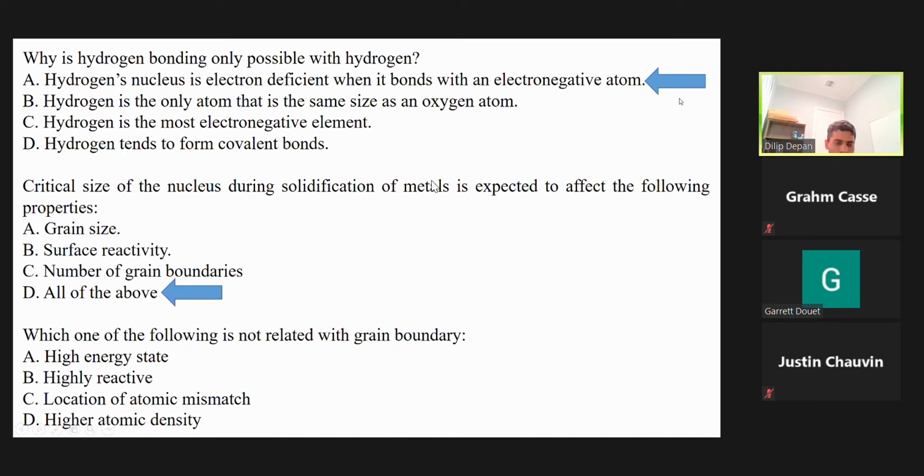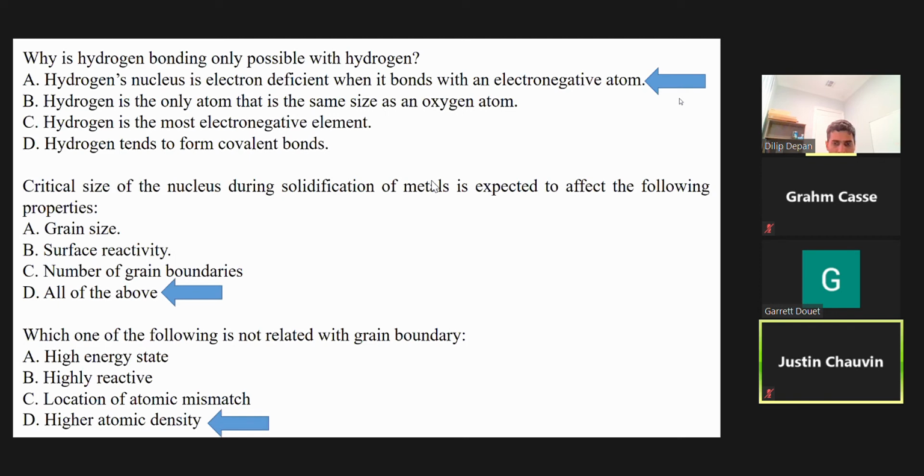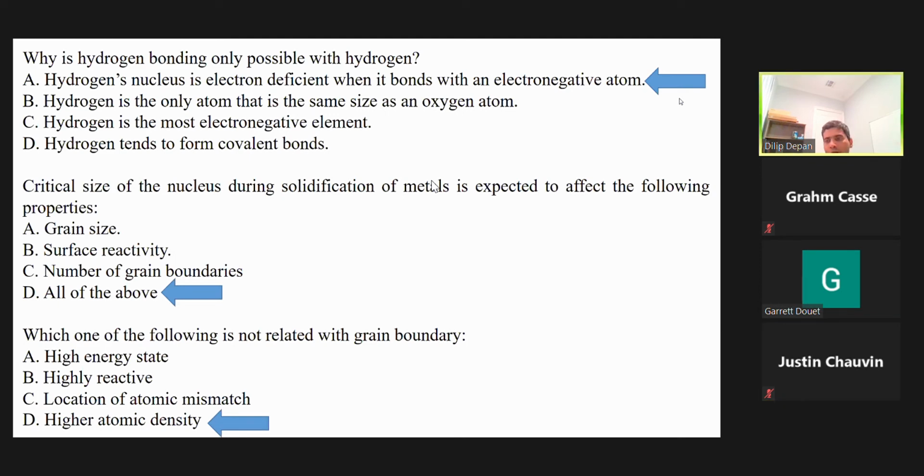I think it's a kind of a previous question only. Which one of the following is not related with grain boundary? Is it the higher energy state, highly reactive, location of atomic mismatch, or higher atomic density? B. Higher atomic density, because grain boundaries are actually sites of lower atomic density.